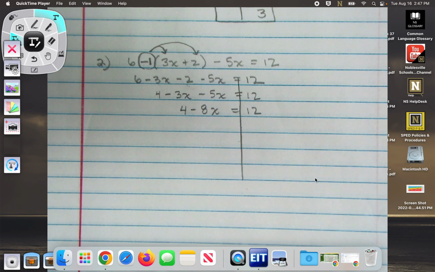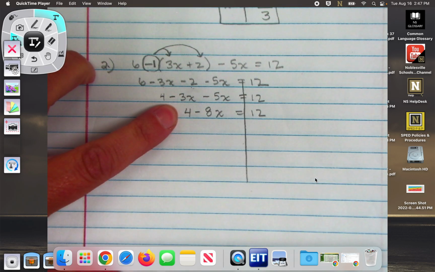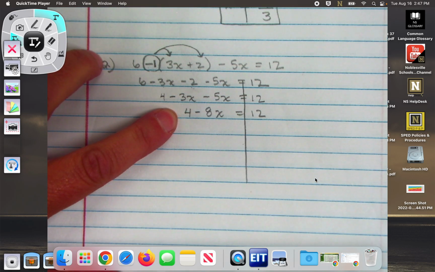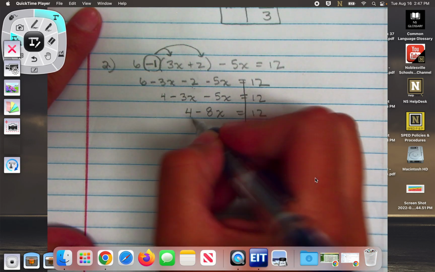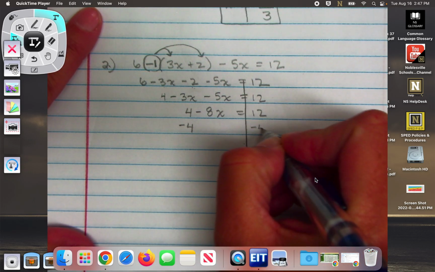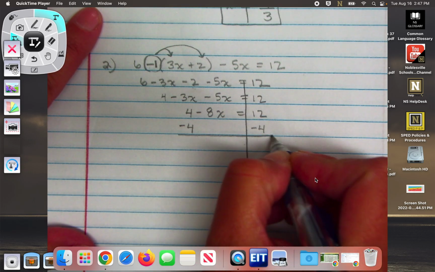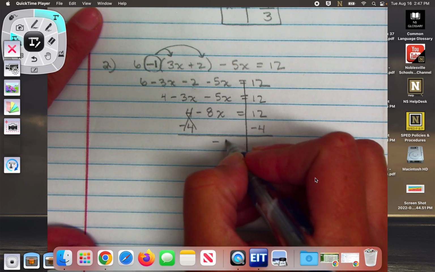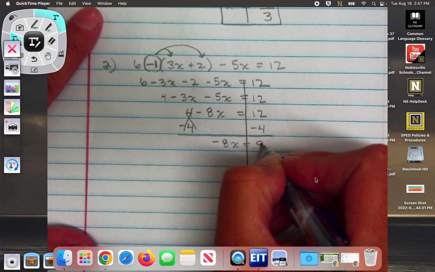Now I'm going to cross that wall of equality. So what am I going to do with this 4? Subtract it from both sides. This is gone. -8x equals 8.